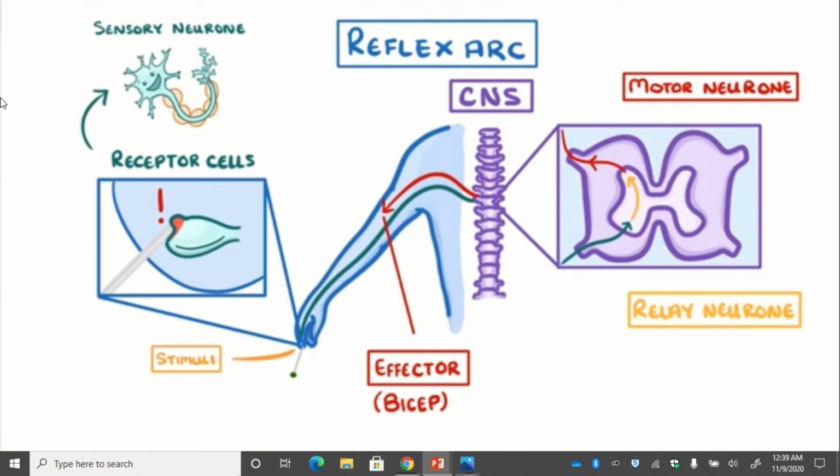So say you touch a needle or a pin, which is a stimulus, and it touches the receptor cells, which then go to your sensory neuron, which goes up to your spinal cord, then into your relay neuron or the interneuron to the motor neuron, which is like the effector, and it makes your muscle or something contract to move away from that needle.